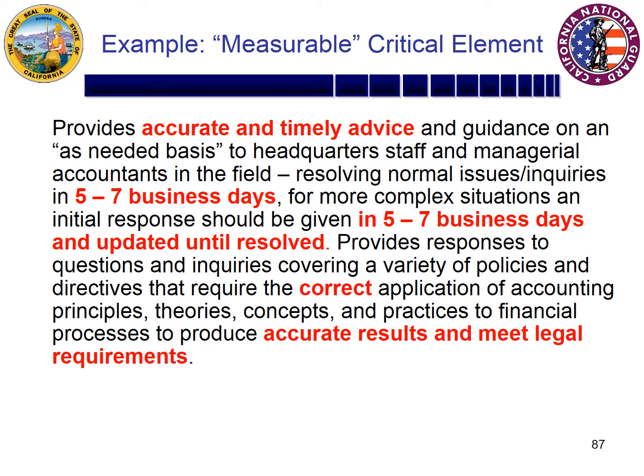An example of measurable will again be bold red. Accurate and timely advice, 5 to 7 business days. In 5 to 7 business days and updated until resolved. Correct. Accurate results and meet legal requirements.